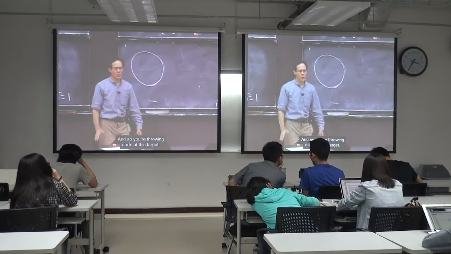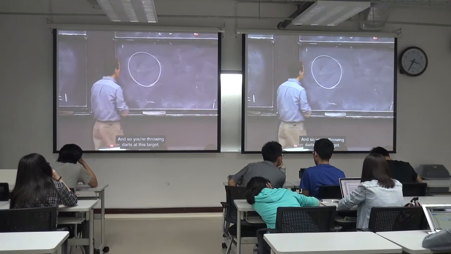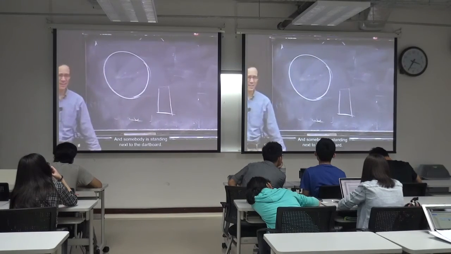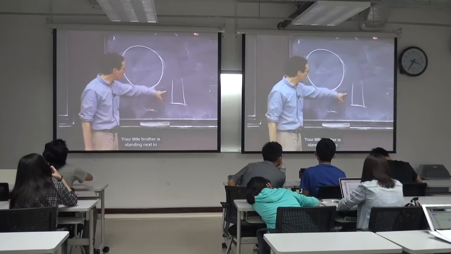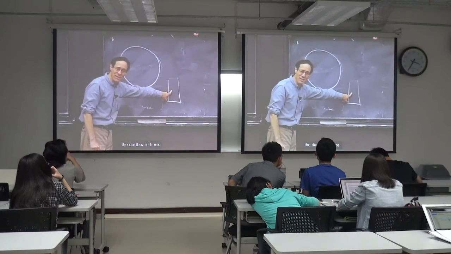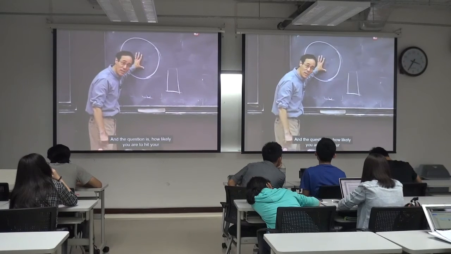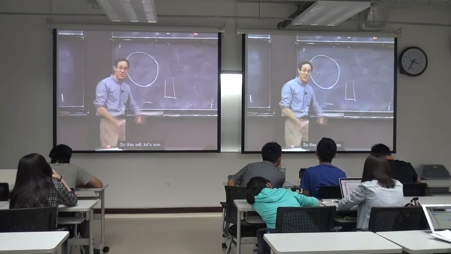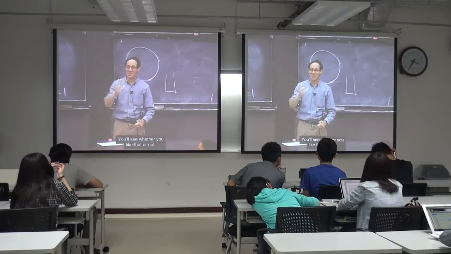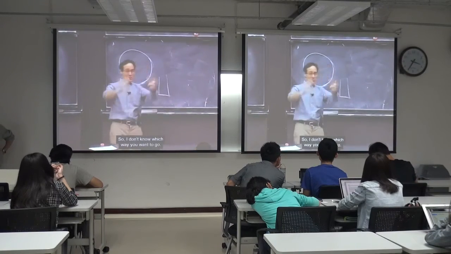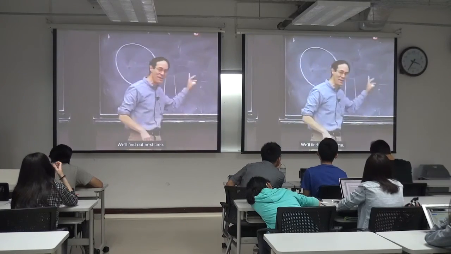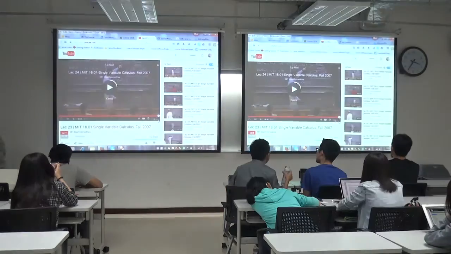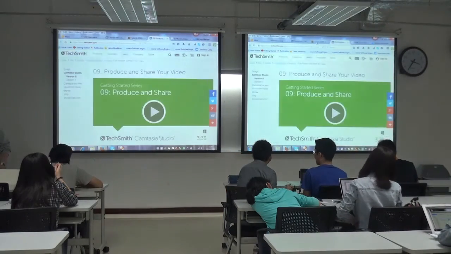Somebody is standing next to the dartboard. Your little brother is standing next to the dartboard here. And the question is, how likely you are to hit your little brother. You'll see whether you like that or not. Actually, I was the little brother, so I don't know which way you want to go. We'll go either way. We'll find out next time. Who's going to try this? This is an interesting exercise.